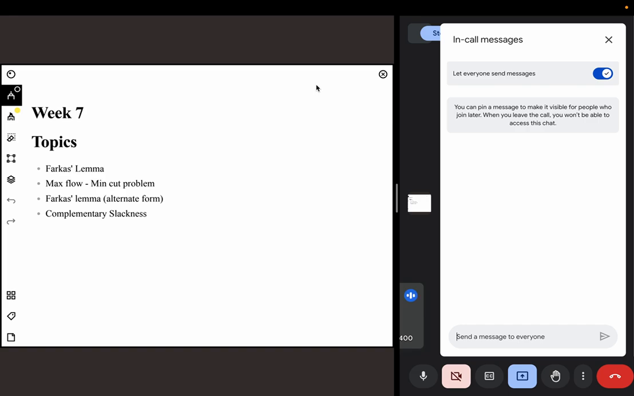I think we should get started. So this week's topics are the Farkas lemma, and then we'll see what the max flow and min cut problems are, and we'll also see how both are equivalent. And then we'll see the alternate form of the Farkas lemma, and finally we'll end with what the complementary slackness condition is.